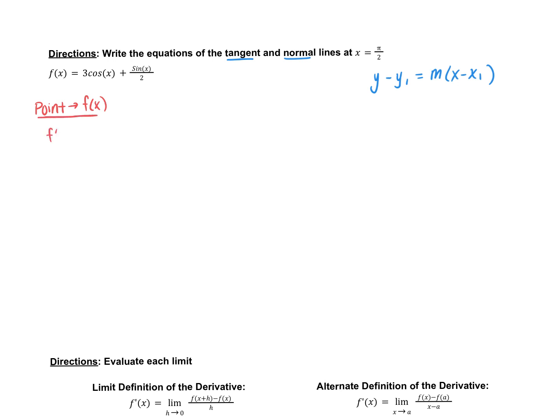So my f of x function, I'm just going to rewrite it, is 3 cosine of x plus sine of x over 2. I think it would be in your best interest to know that anything divided by 2 is the same thing as saying 1/2 times that thing. So that is how I'm going to actually write the original function. It's just going to be a little bit easier for me. And I want to evaluate this at pi over 2. So everywhere we see an x, we're going to put a pi over 2.